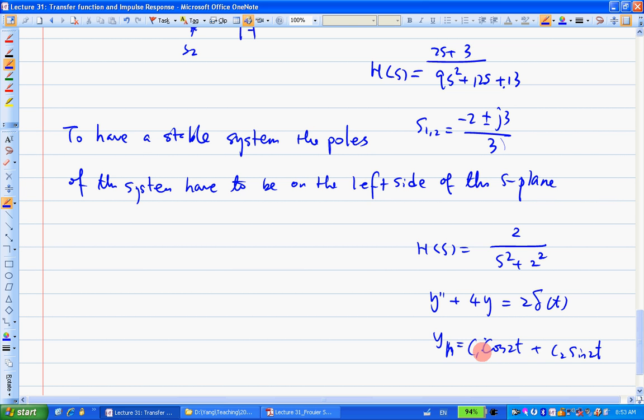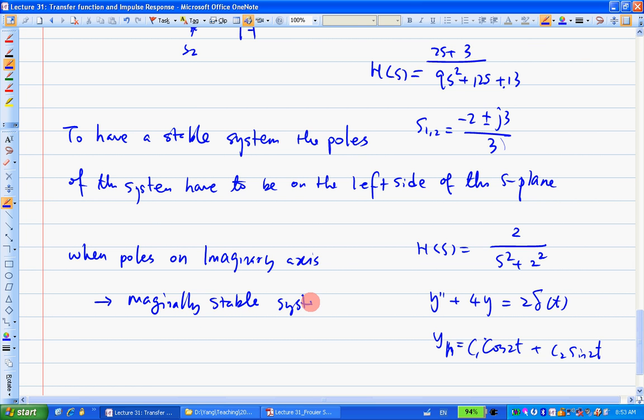So when poles are on the imaginary axis, then you probably will have a so-called marginally stable system. Now, however, there's one special case, and that's when you have 2 repeated poles at the origin, or even higher, when you have 3 repeated poles at the origin. So then what happens?